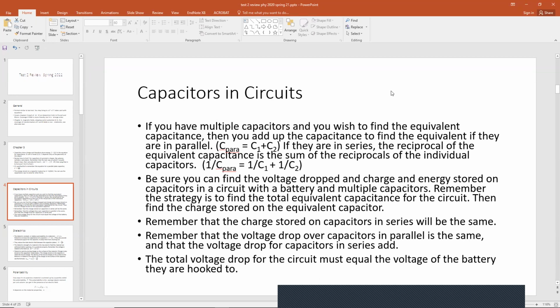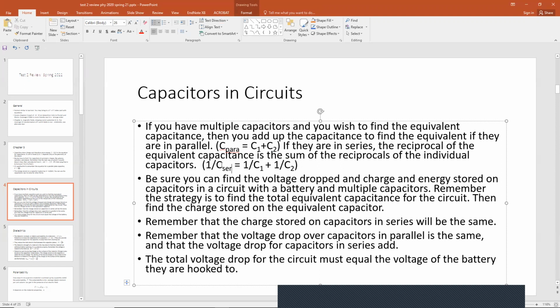Now, if they're in series, then what you do to find the equivalent capacitance is, I'm sorry, this should be C series. You do 1 over the equivalent capacitance for a series: 1 over C series is equal to 1 over C1 plus 1 over C2. So the reciprocal of the equivalent capacitance is the sum of the reciprocals.